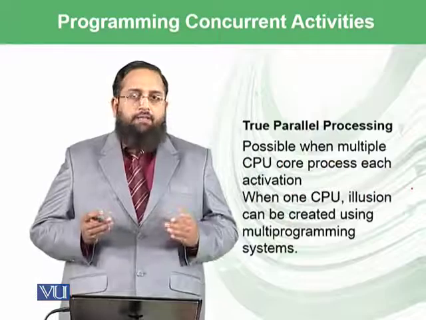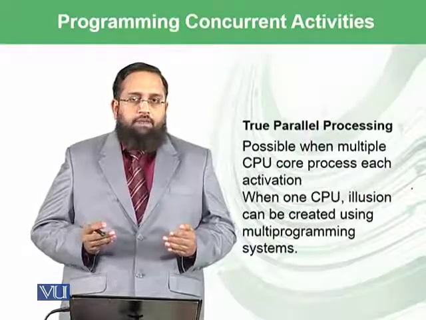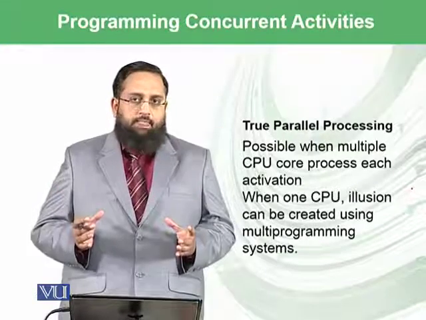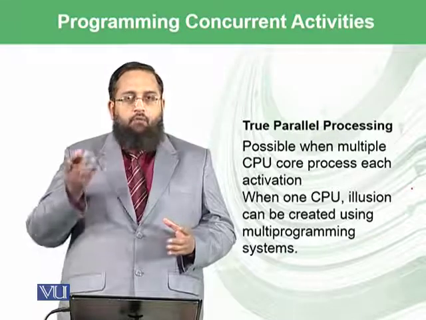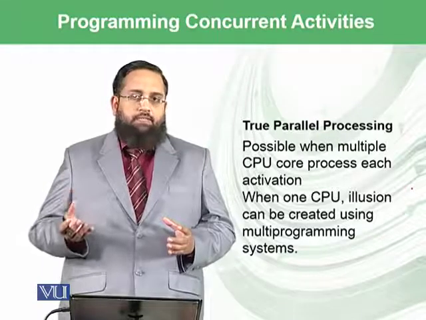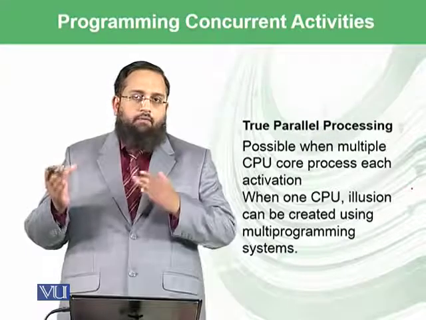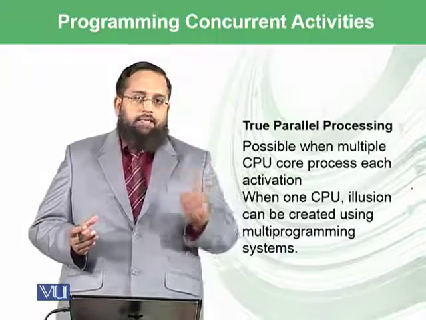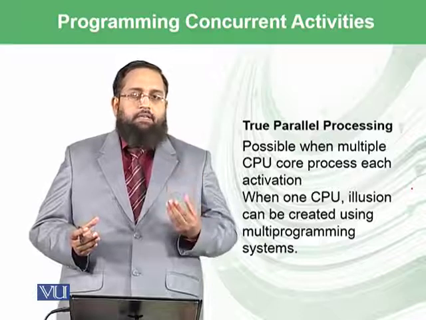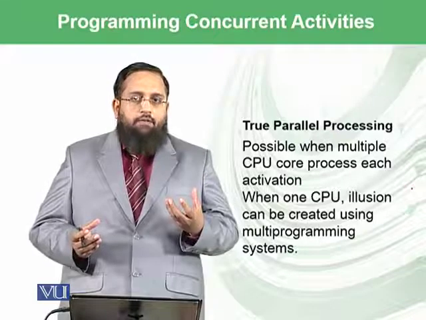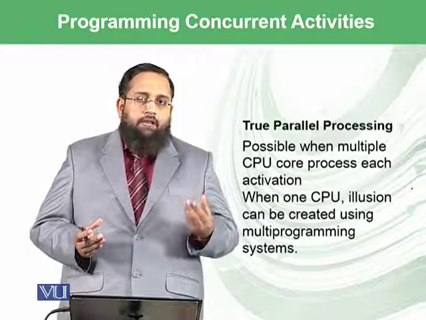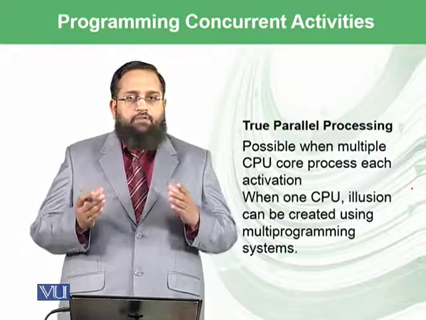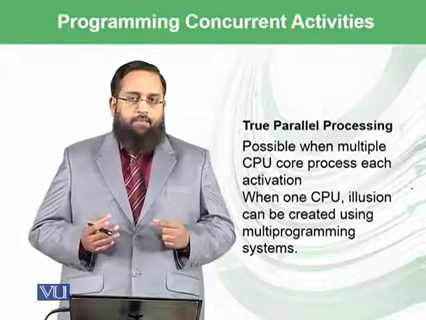So actually true parallel processing can be achieved if we have multiple processing units. So we execute one of the object's instructions on one core or one CPU or one processor, and the sequence of statements, the bulk of statements that belong to the second object, on the second core. So this is how we can achieve true parallel processing.